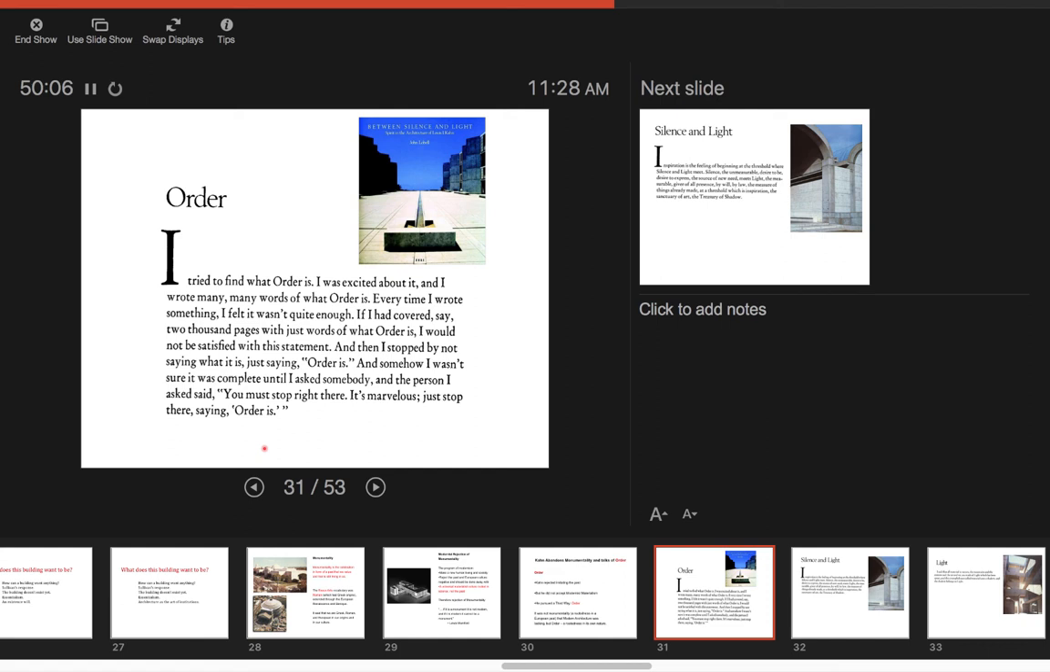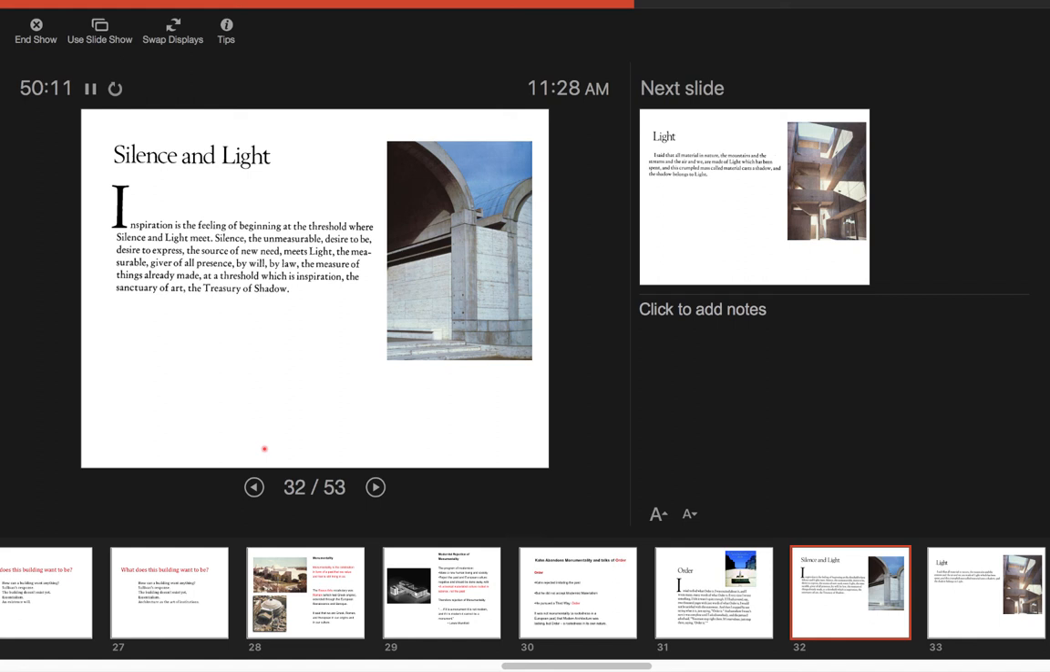Now, how does everything work? Well, how do you describe something that you can't describe? Through a poetic metaphor. You can't define it, but you can sort of make metaphors around it. The metaphor Kahn uses is silence and light. Very simply, silence is a realm of potential. Light is a realm of manifestation. Art is the means of bringing something from silence to light.